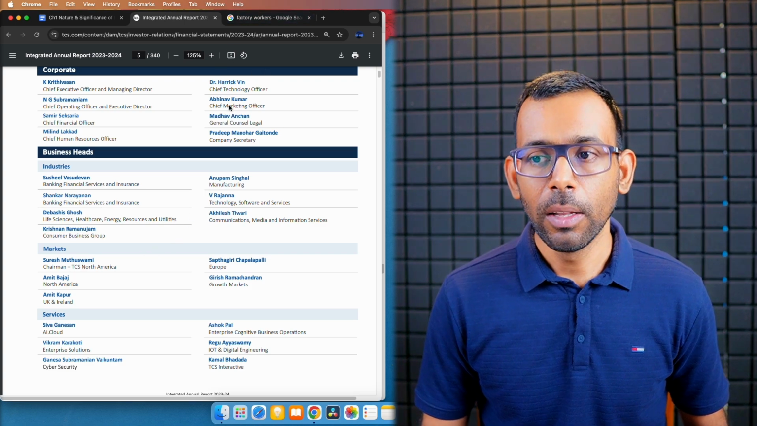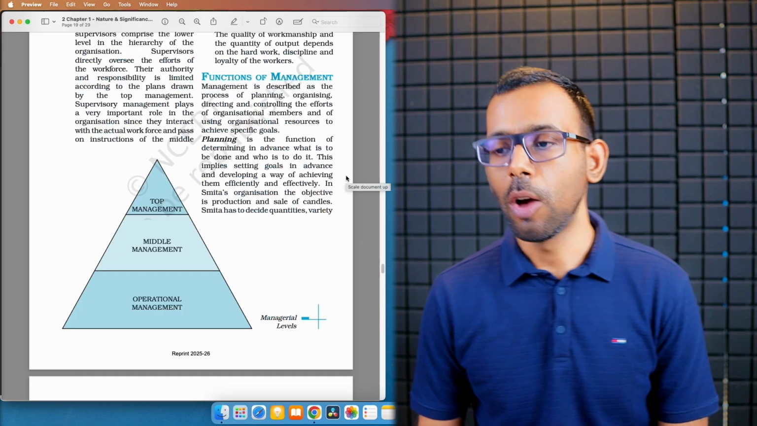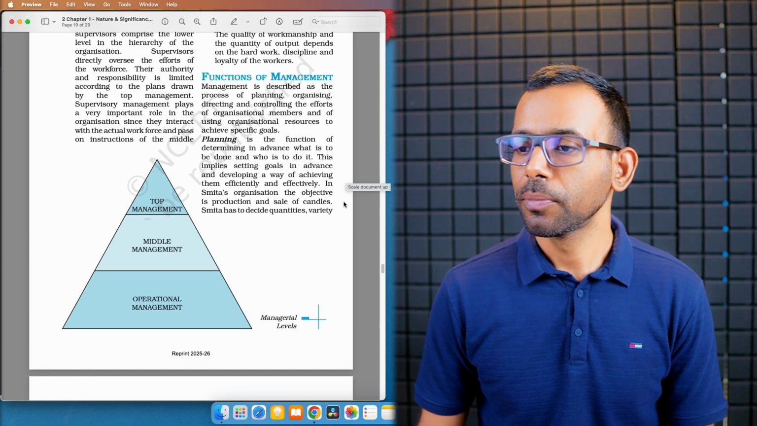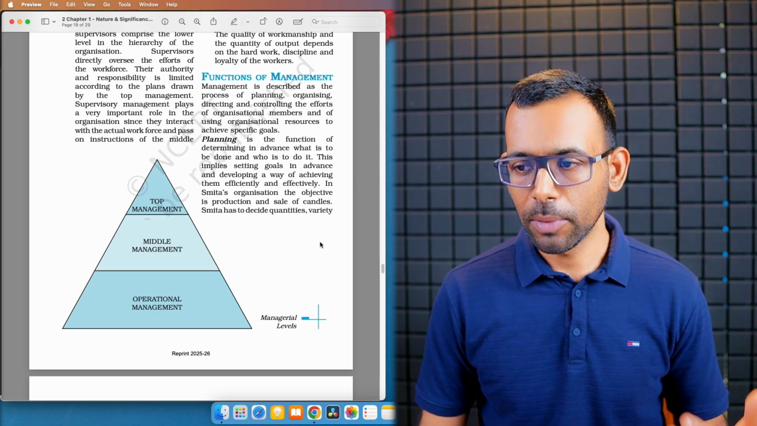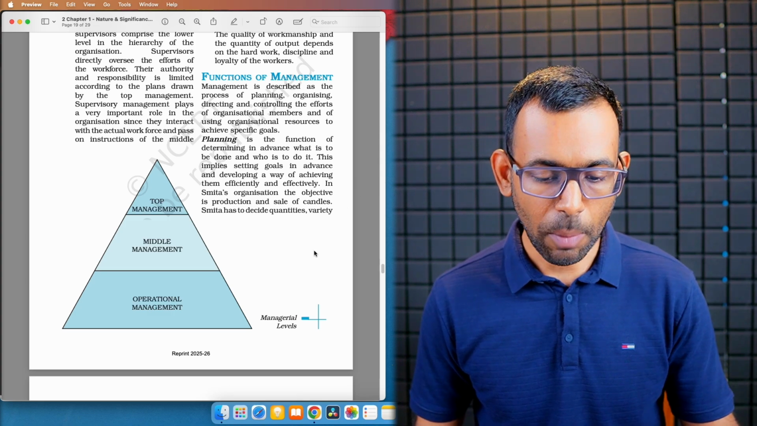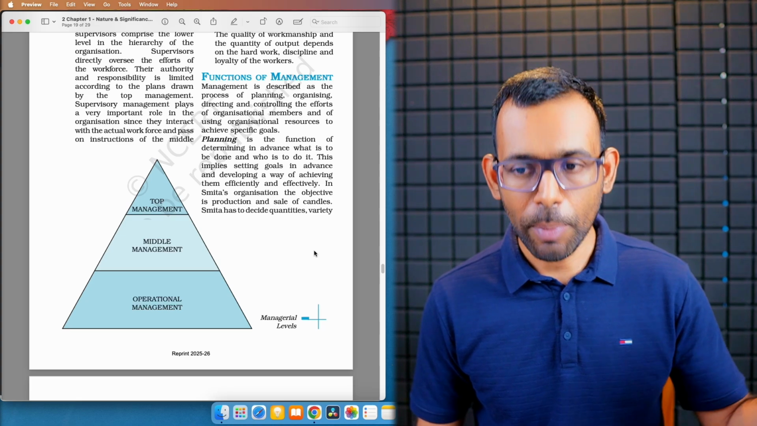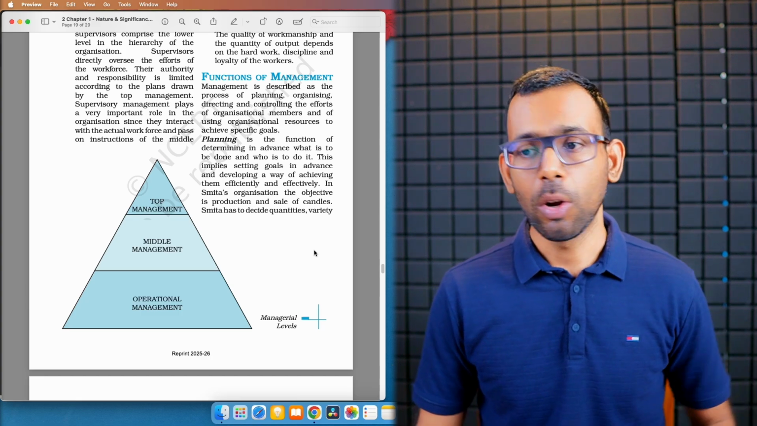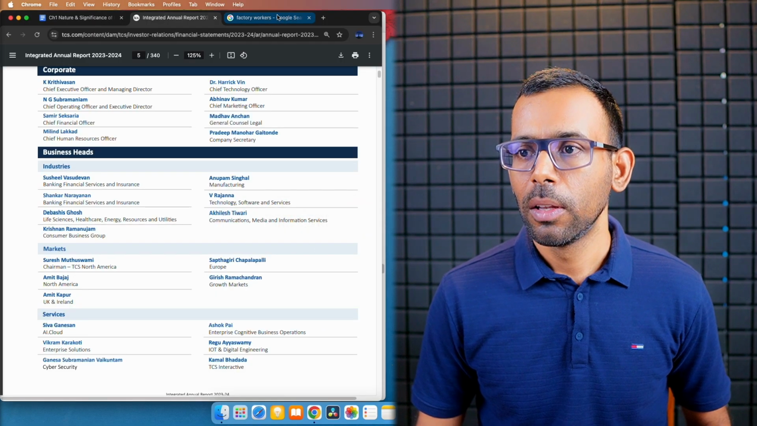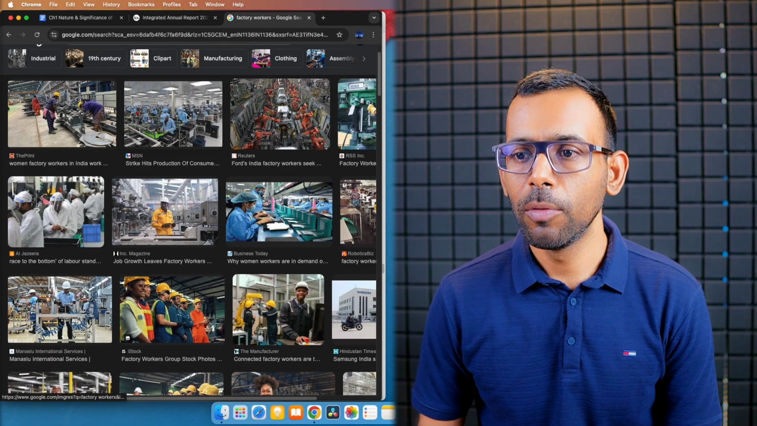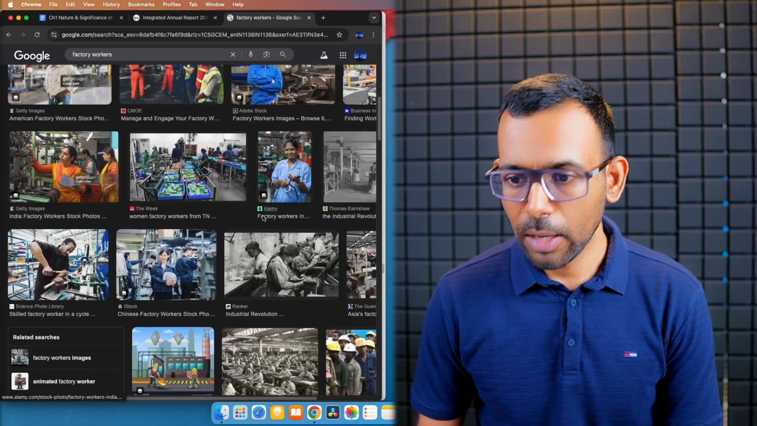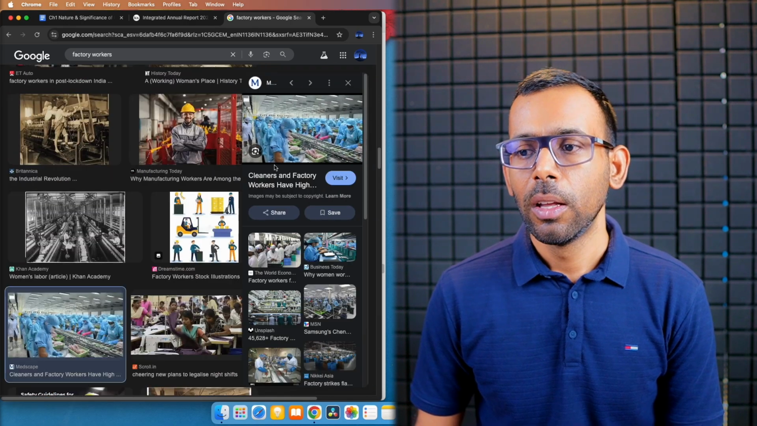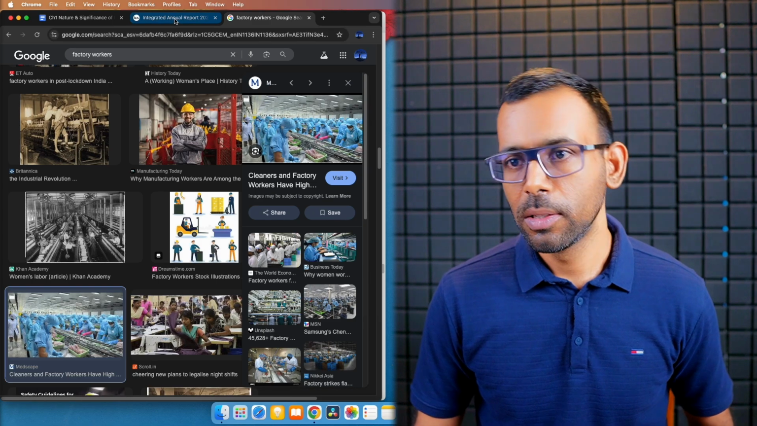Now, let me explain operational level management. Operational level are the people who do the legwork of any organization. What do I mean by legwork? Legwork is the basic level work. If the company is about manufacturing automobiles, then operational level people are the ones who actually build the automobiles, who actually assemble the automobiles. Let me show you some pictures in Google. So these are the people who work inside the factory, right? They are the ones responsible for all the operational aspects of a business. Blue collar workers, to be precise.